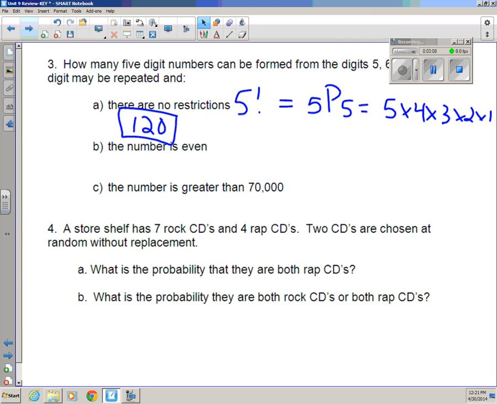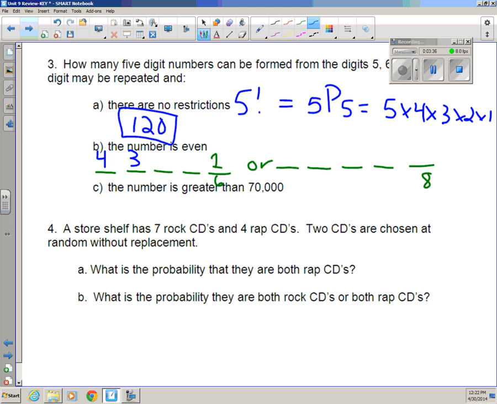Well, what about if the number is going to be even? The only way a number can be even is if it ends in an even number. So again, I've got to have 5 digits, and I could end in either the 6 or the 8. If I look at my digits, there's only one 6. Once I've used my 6 and that comes out of the mix, there are 4 other digits left to choose. Pick another digit, 3 digits left to choose, pick another digit, and so on.